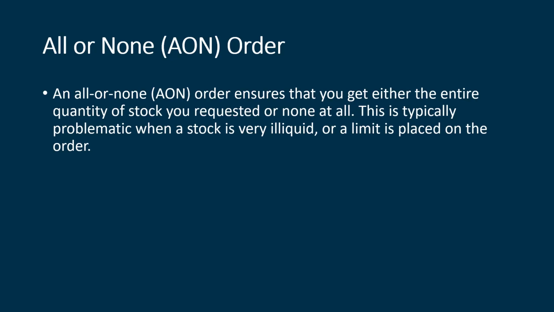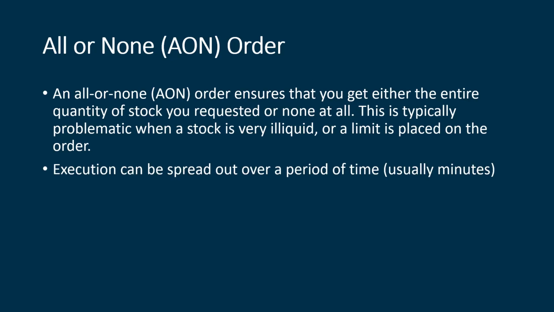This is typically problematic when a stock is very illiquid. It doesn't trade very much. Or if there are options that don't trade very much. Or a limit is placed on the order. But you can do that, and you can treat it all as one unit. So if you're doing an option strategy where you're buying and selling at the same time for either a debit or a credit, you can put the order in for the price that you want to be filled at or the price that you want to sell. You're not necessarily focusing on the price of the options themselves.